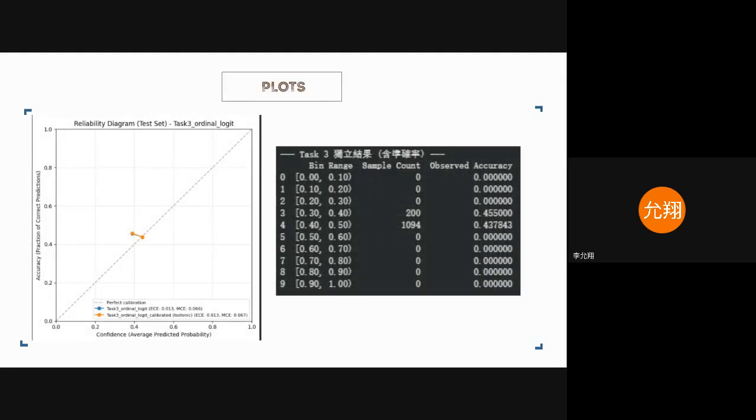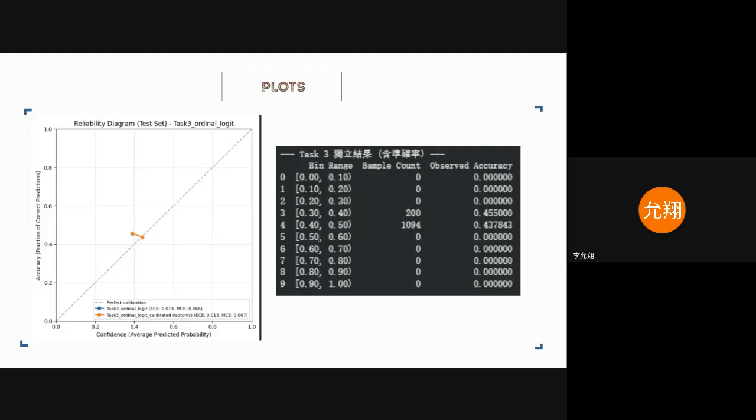Finally, we have task 3, the ordinal logit model. This model treats the health status as an ordered categorical variable from 1 to 5, and its structure naturally avoids extremely sharp probability distributions. You can see that it only has sample counts in 0.3 to 0.4 and 0.4 to 0.5, and all the others are 0.